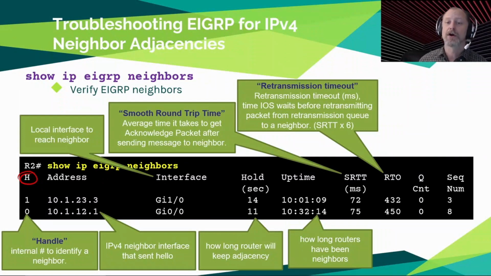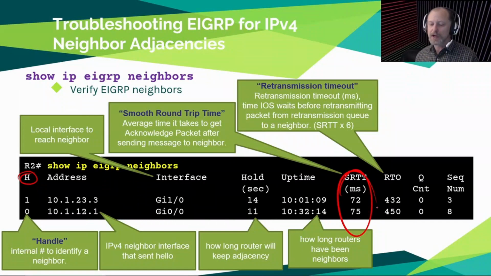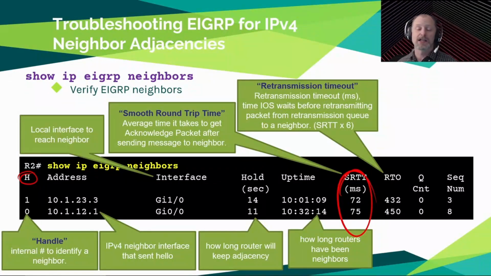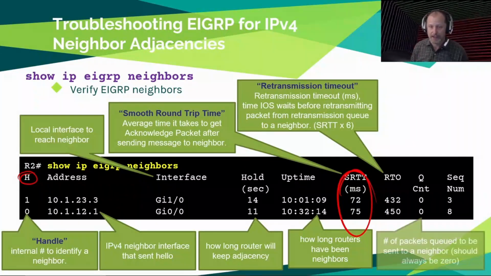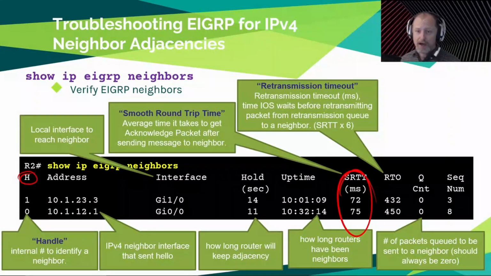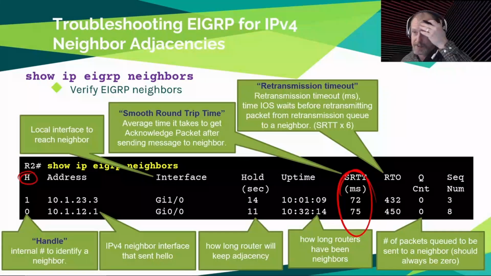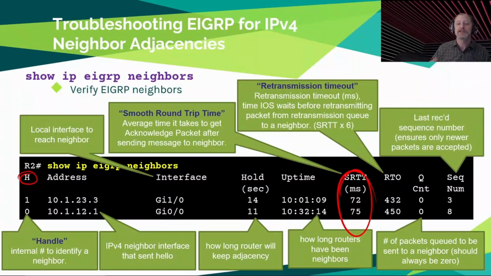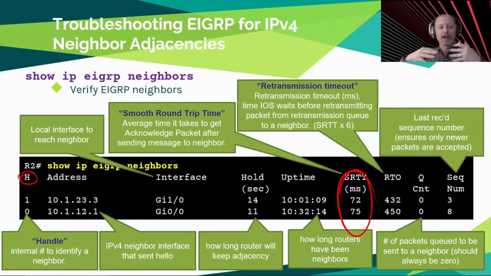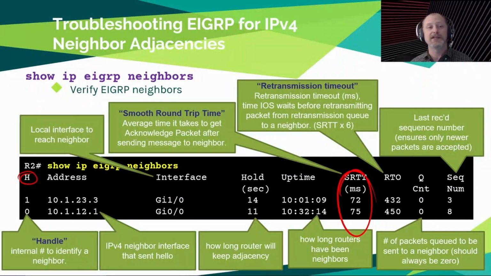If the smooth round trip time was to say 0, then that means we have never gotten an acknowledgement from that neighbor, so that wouldn't be good. Here is the number of packets that are queued to be sent to the neighbor, and of course, that should always be 0 in an ideal world. Then the last received sequence number. EIGRP packets have a sequence number, similar to how TCP segments have sequence numbers.